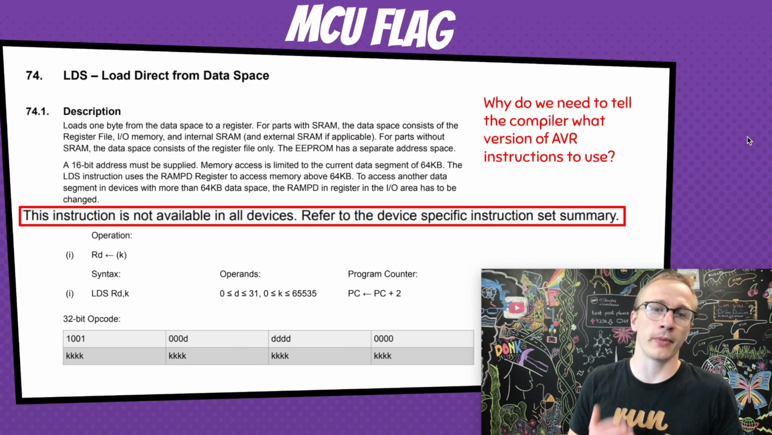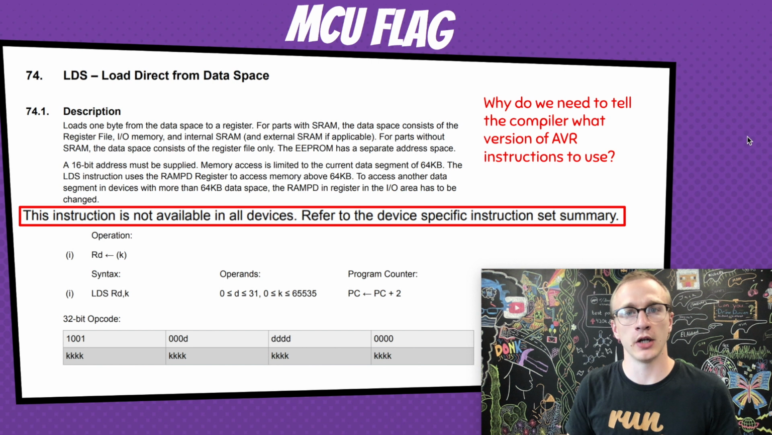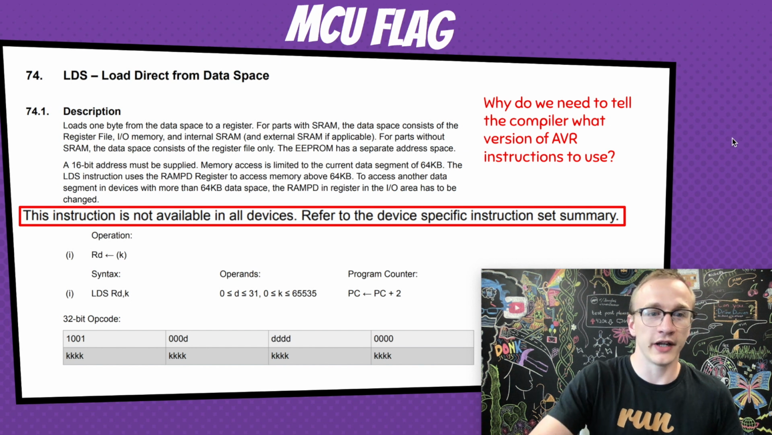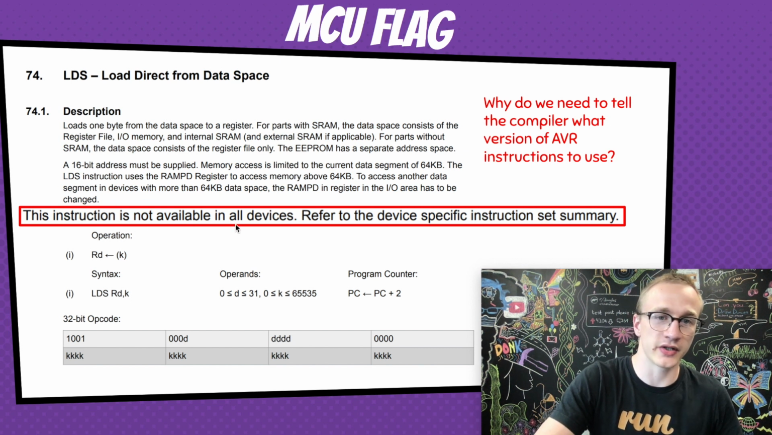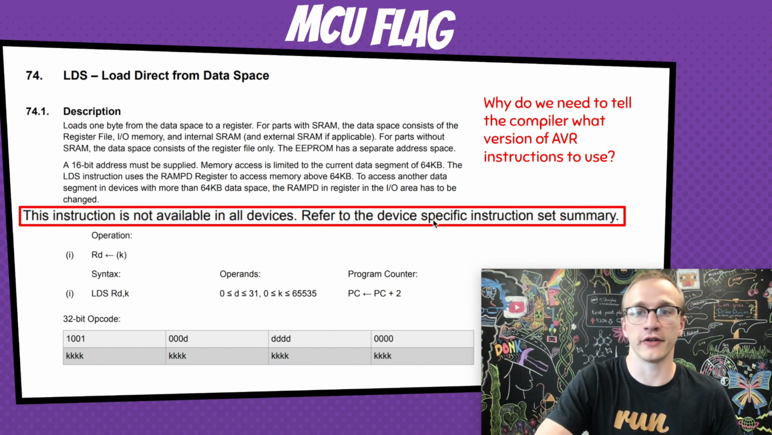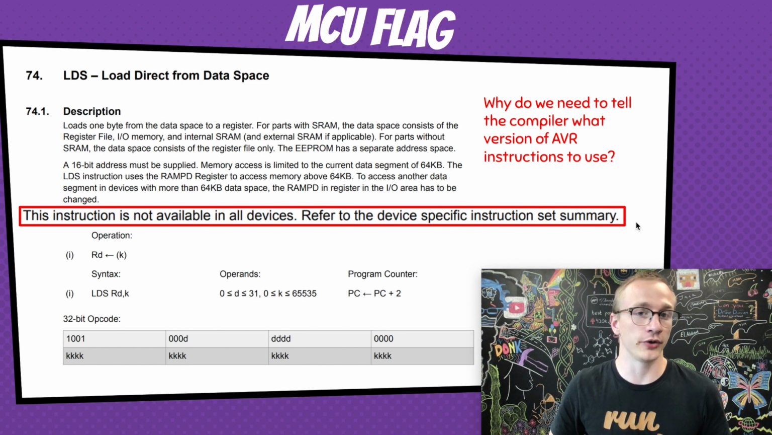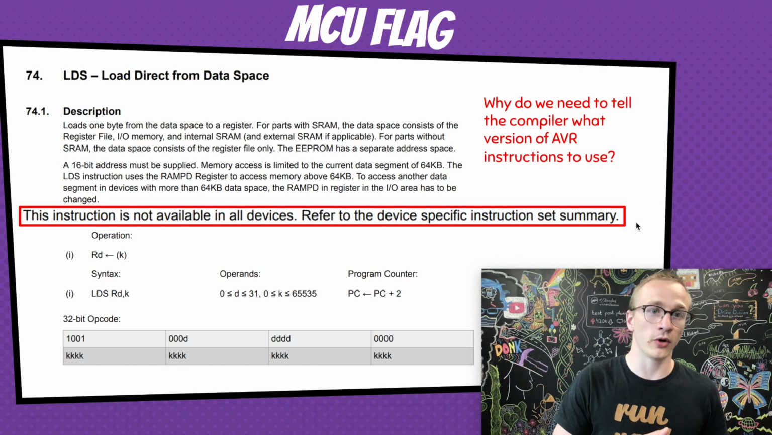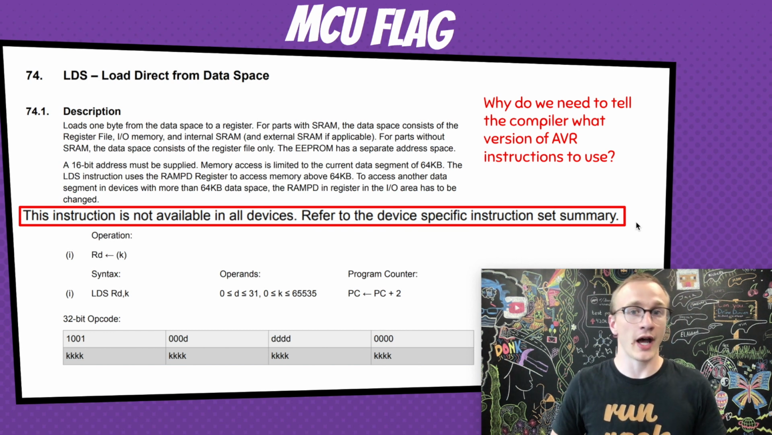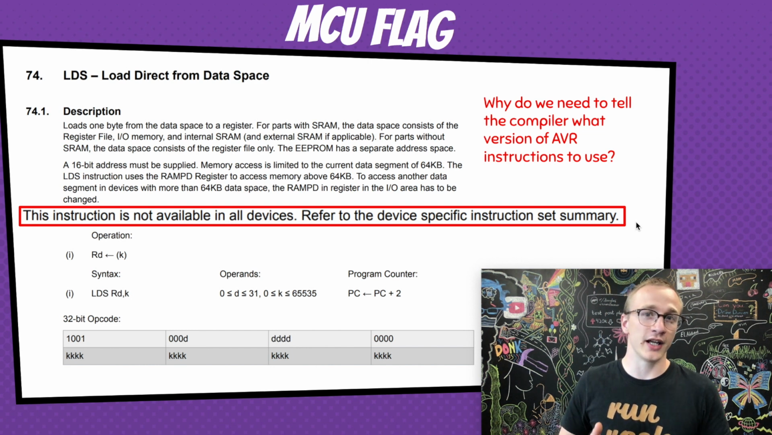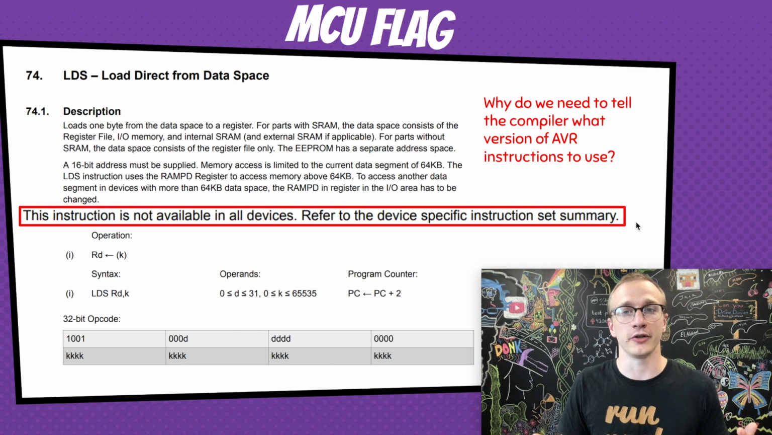Why do we need to tell the compiler which microcontroller we're using? Well, if you look at an example of one of the instructions that's documented in the instruction set for AVR, they have this little part here that says this instruction is not available in all devices. Refer to the device-specific instruction set summary. And if you look further down in the datasheet, it will tell you which devices have support for which instructions. So not all instructions are supported by all microcontrollers. And because of that, it's important that we tell the compiler which instructions it's allowed to use and which ones it's not allowed to use.